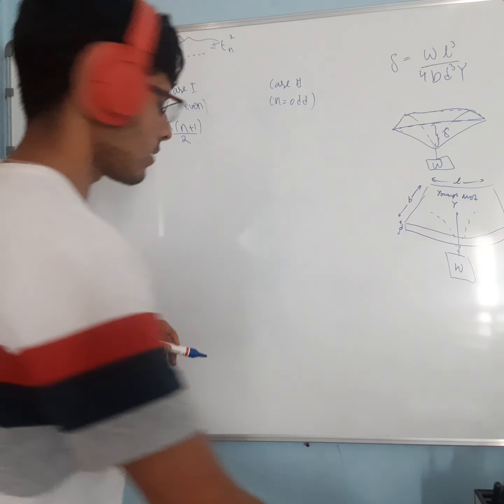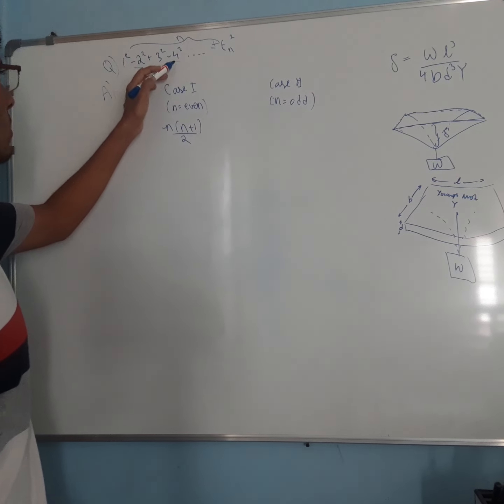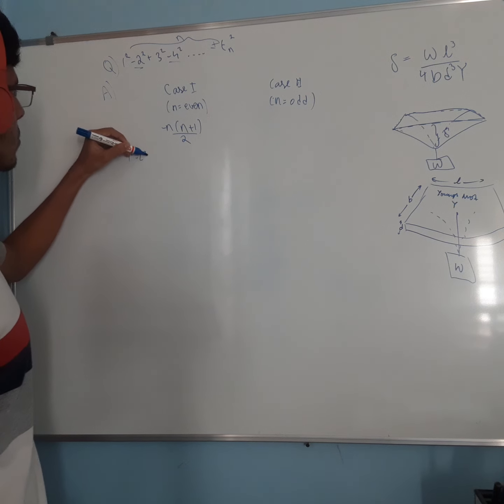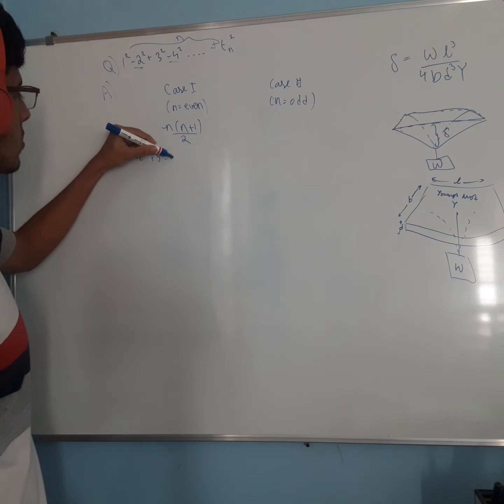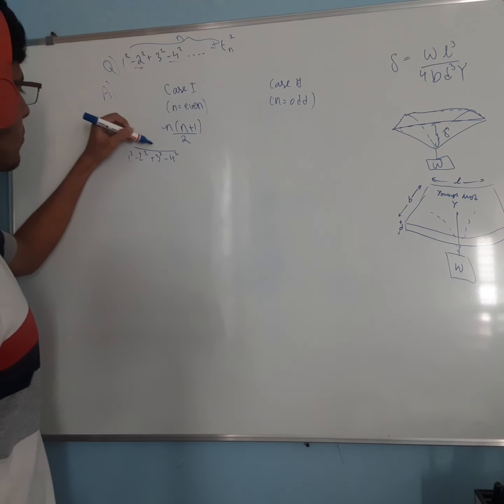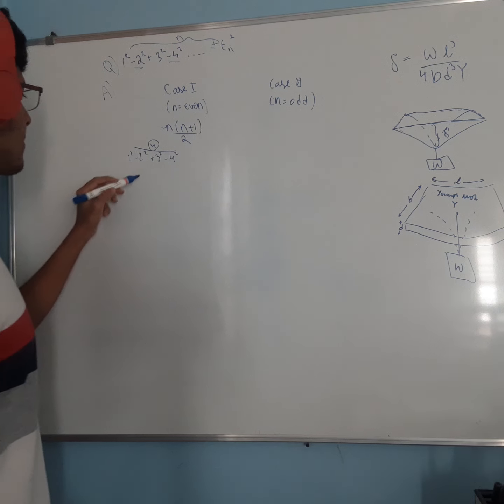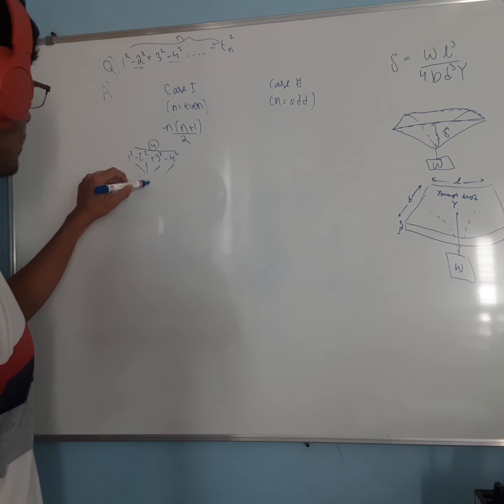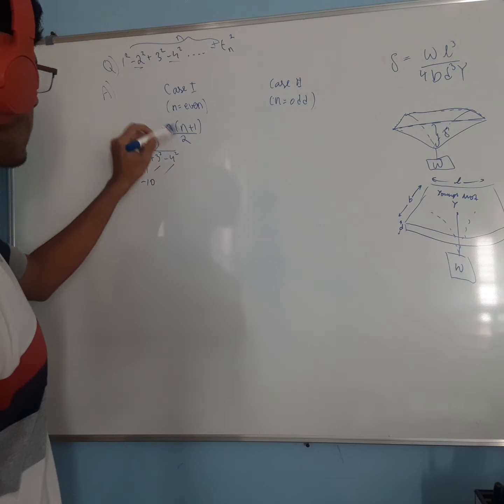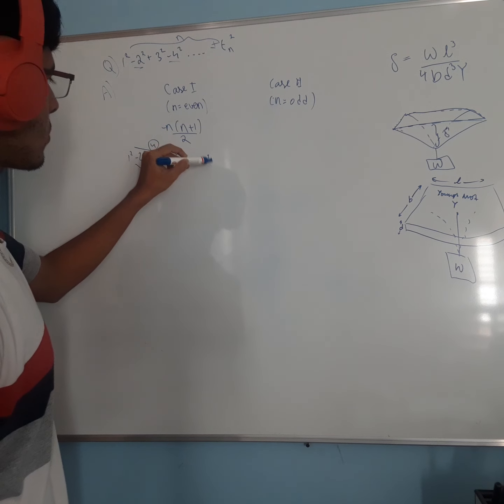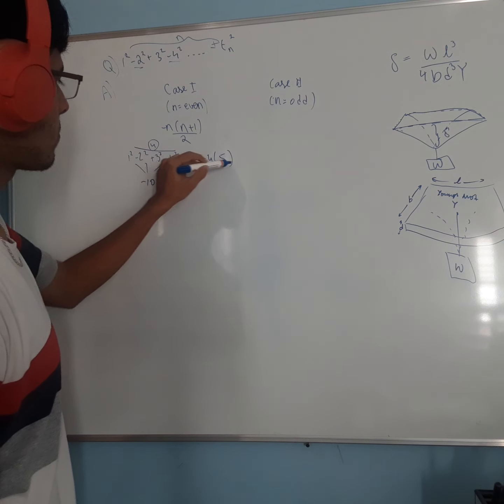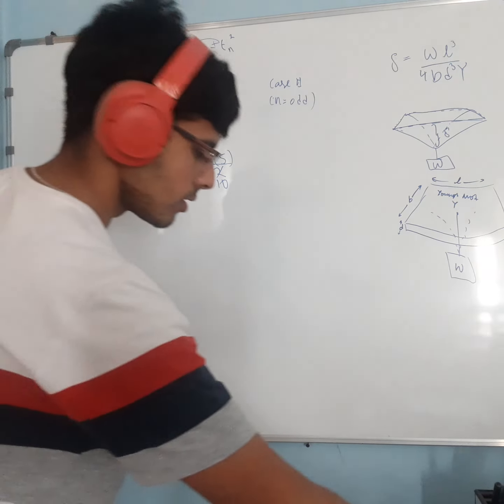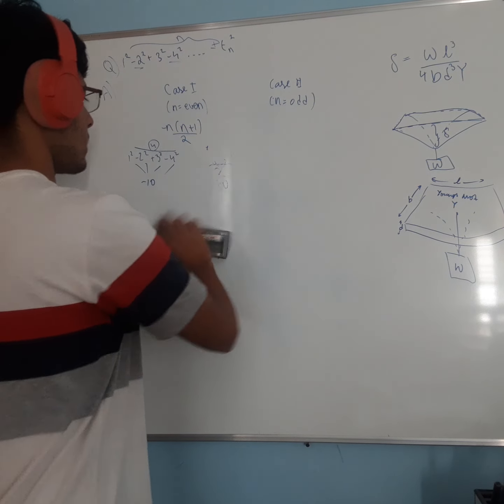If you want, we can verify this by just considering 4 numbers. The sum of 1 square minus 2 square plus 3 square minus 4 square, where there are 4 numbers in total. So this just gives you minus 10. And if I were to use that formula, you get minus 4 into 5 by 2, which also gives you minus 10. So you know that this works for n is equal to even.